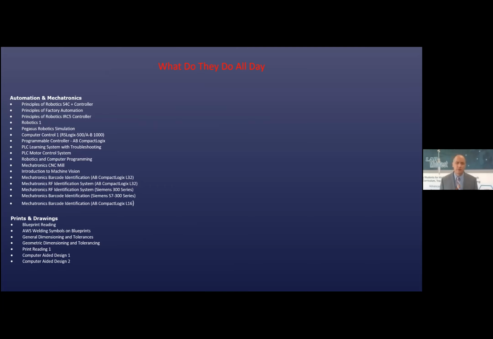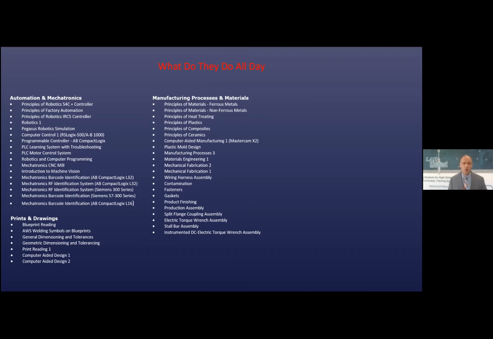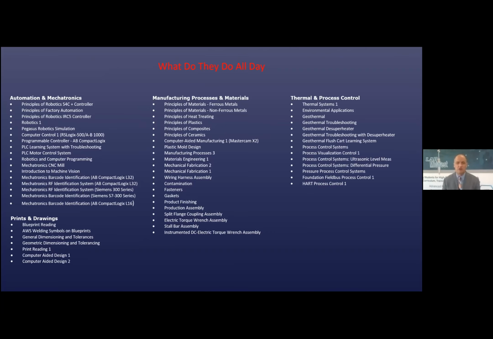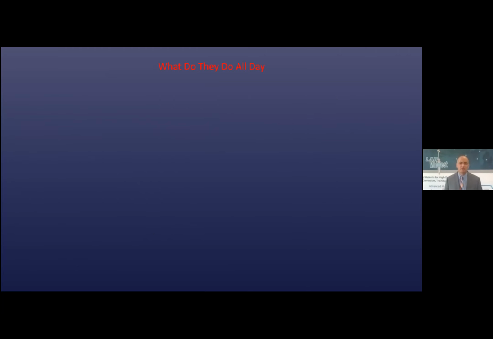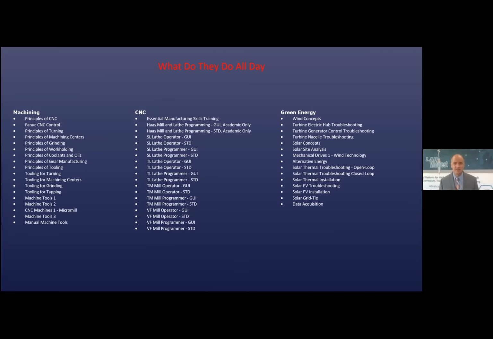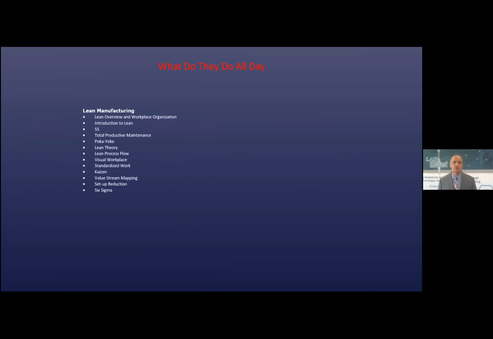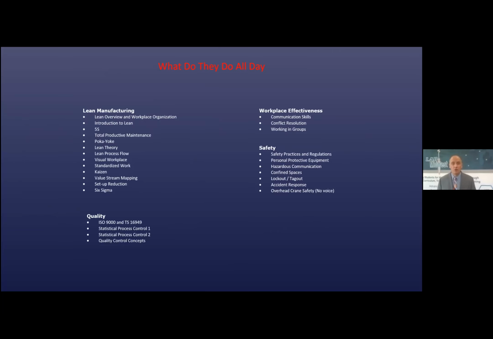They all read blueprints. They all have to understand geometric dimensioning and tolerancing. They all have things like coding and heat treating and mechanical fabrication and electric torque wrenches. All of these other technologies are common across manufacturing, as is process control, in some cases more common than others. Same thing for fundamental industry concepts: machining, CNC, green energy, structural engineering, lean manufacturing, quality, workplace effectiveness, and safety. Every single manufacturing plant has the same types of technology.